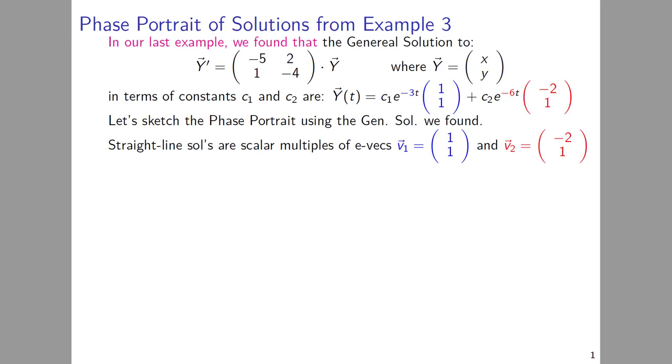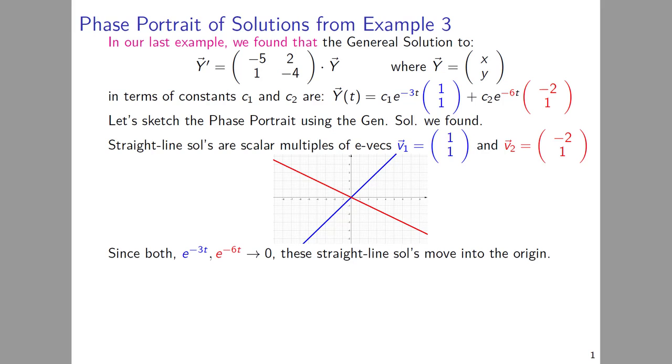The straight line solutions are scalar multiples of our eigenvectors v1 equals 1, 1 and v2 equals negative 2, 1. So we'll start our phase portrait with those. Now since e to the negative 3t and e to the negative 6t go to 0, these straight line solutions are going to be moving into the origin because we'll get smaller and smaller scalar multiples of our vectors v1 and v2. We'll indicate this with arrows pointing into the origin.